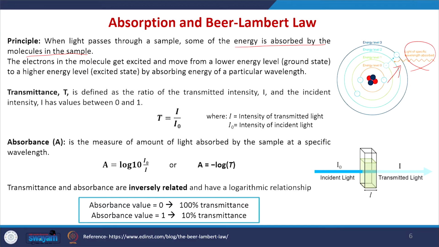Let us learn about transmittance and absorbance. Transmittance is defined as the ratio of the transmitted intensity and the incident intensity. It has a value between 0 and 1. And absorbance is the measure of the amount of light absorbed by the sample at a specific wavelength. The transmittance and absorbance are inversely related and have a logarithmic relationship. For example, if I have an absorbance value of 0, that means 100% transmittance, and if the absorbance value is 1, that is 10% transmittance.